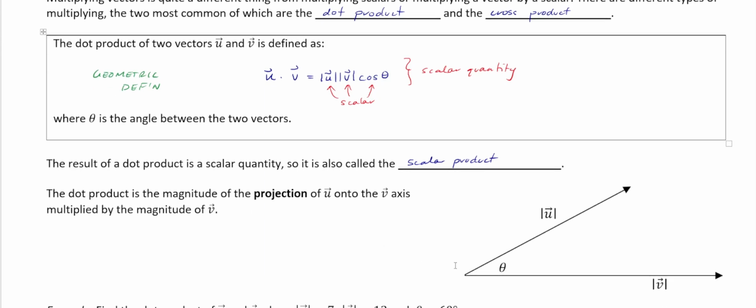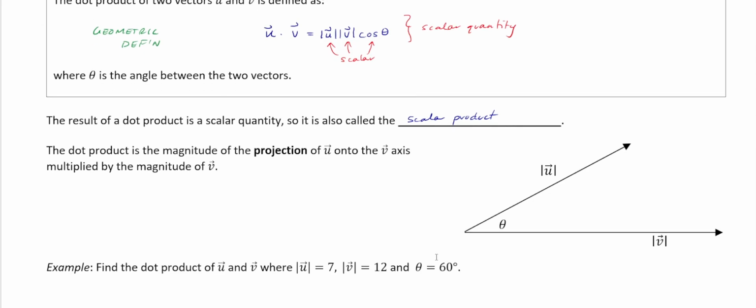The dot product is the magnitude of the projection of u onto the v-axis multiplied by the magnitude of v. So it's the projection of u onto v. So what I mean by that is if this was a 90-degree angle right there, so it's the projection of u onto v and then multiplied by the magnitude of v.